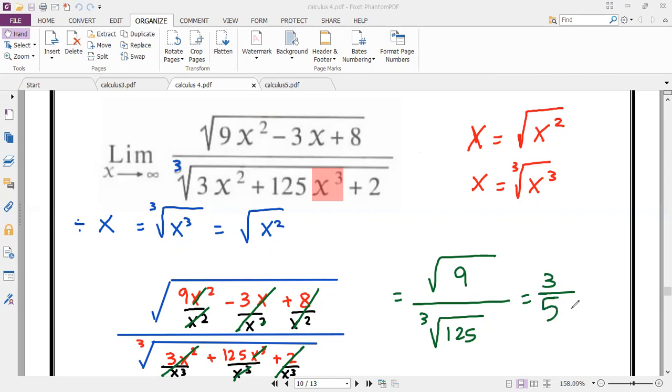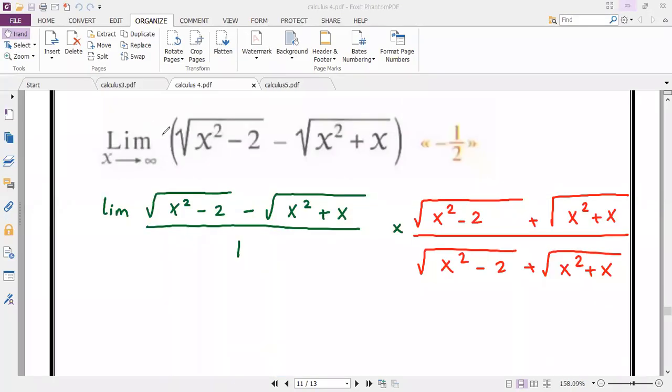Some students get confused and say, Mister, we divided at the top by x to the power of 2, and we divided at the bottom by x to the power of 3, and that's not right, you know, because I divided by x, but this x under the square root is x to the power of 2, and this x under the cubic root is x to the power of 3. That's it.